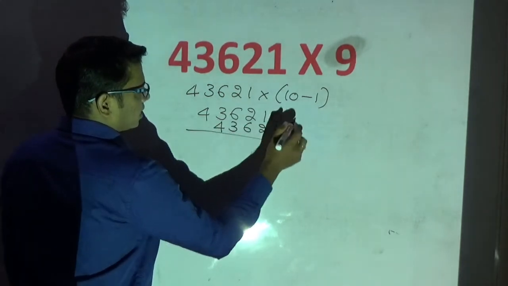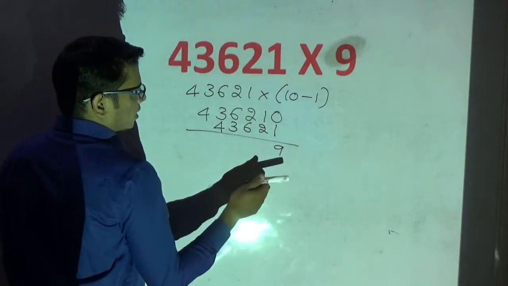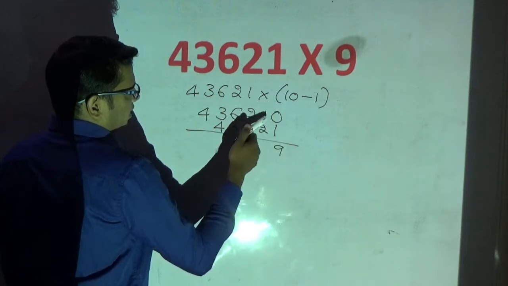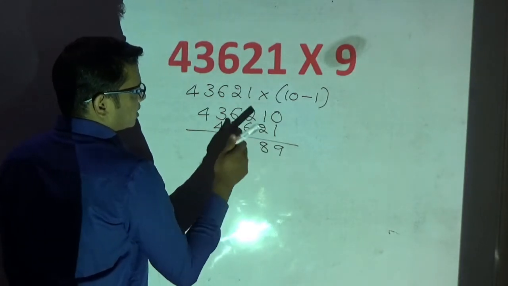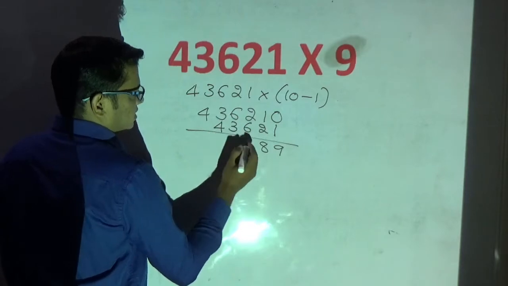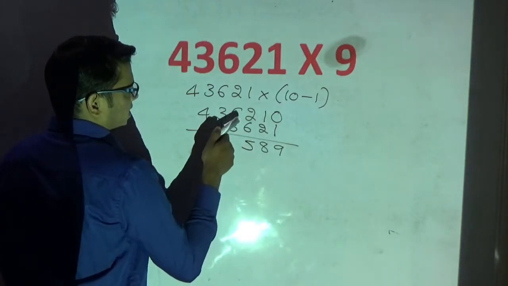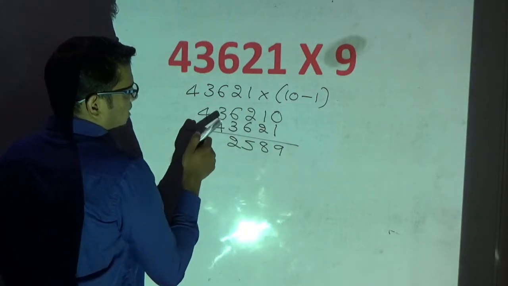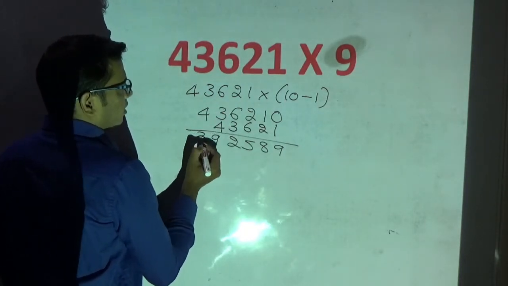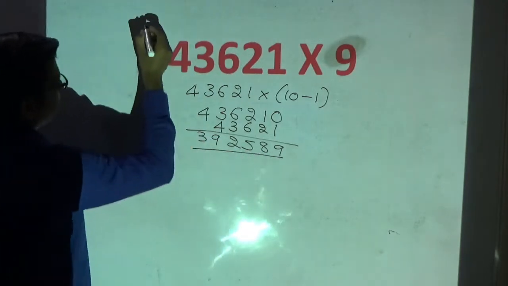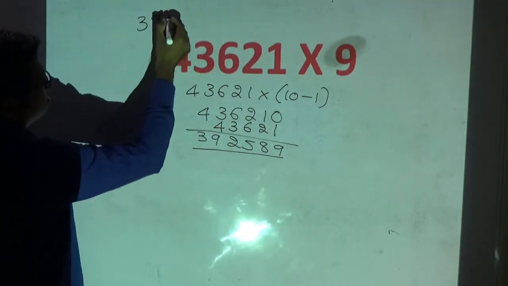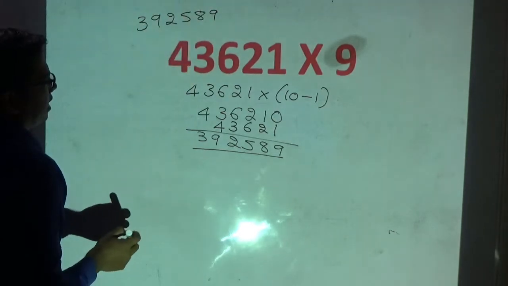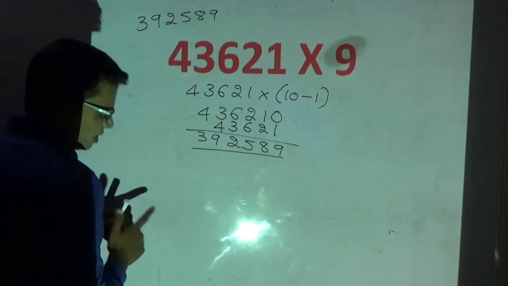43621. Now you subtract. 10 minus 1 is 9. Now here I have taken the borrow already, so now it will become 0. So I have to take the borrow. 10 minus 2 is 8. Here 1 is left out. 11 minus 6 is 5. Here 5 will be there. 5 minus 3 is 2. Now here 13. 13 minus 4 is 9. This is 3. Correct? So the answer for this example is 392589. I will explain my second method now.